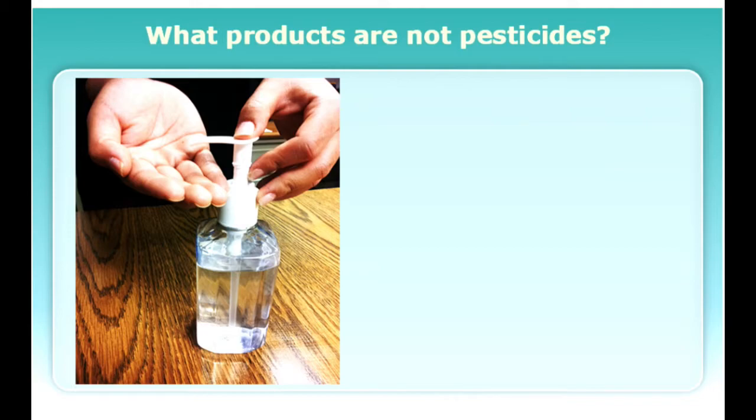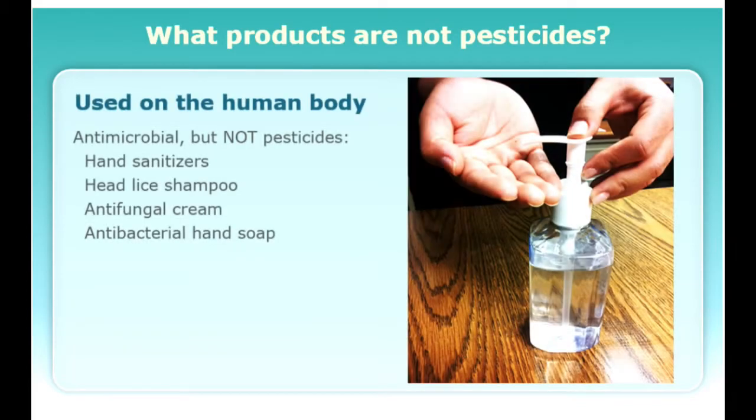A lot of people in schools and childcare facilities use hand sanitizers. Many people ask if hand sanitizers are pesticides covered by the Healthy Schools Act. The answer to that question is no. Antimicrobial pesticides are used to kill microorganisms on inanimate surfaces, while hand sanitizers are used to kill microorganisms on the human body. Because of this, hand sanitizers are regulated under the Food and Drug Administration.